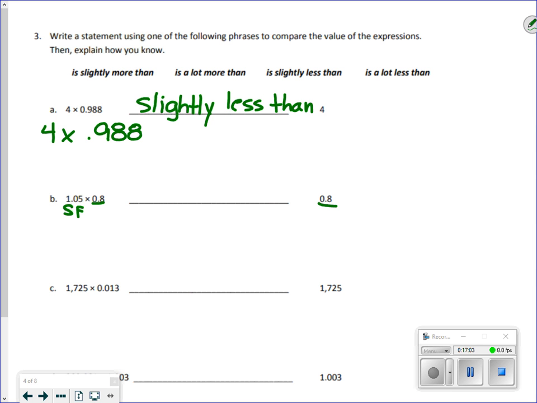So am I going to go more than or less than? More than. So I'm going to go ahead and put my more than. Is it going to be a lot more or slightly? Slightly, because it's not very far away from 1. That's only 5/10 more. If I've got $1 and a nickel, that's not a whole lot more than $1. So slightly. It's not going to change 8/10 a whole lot.